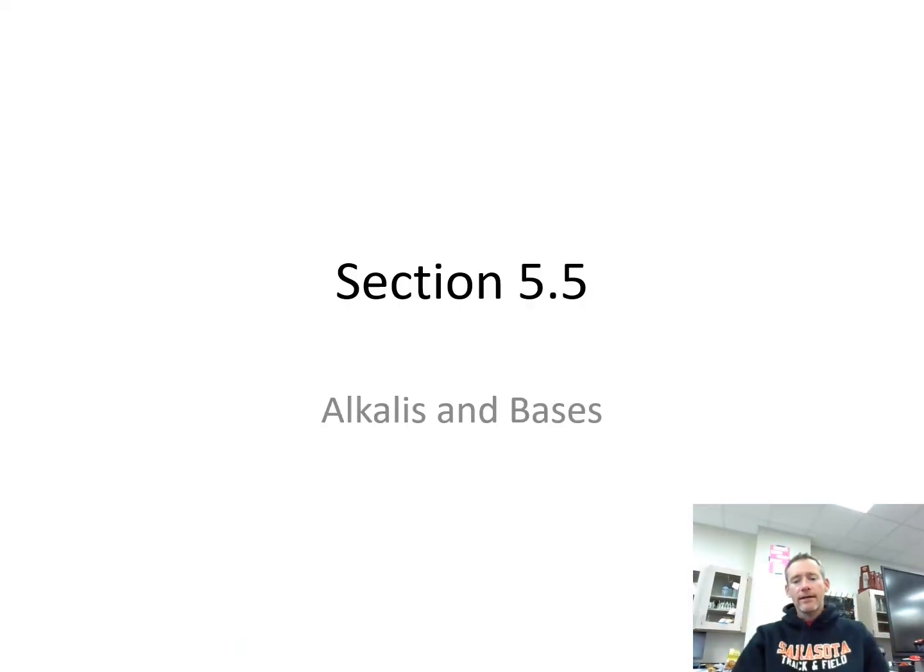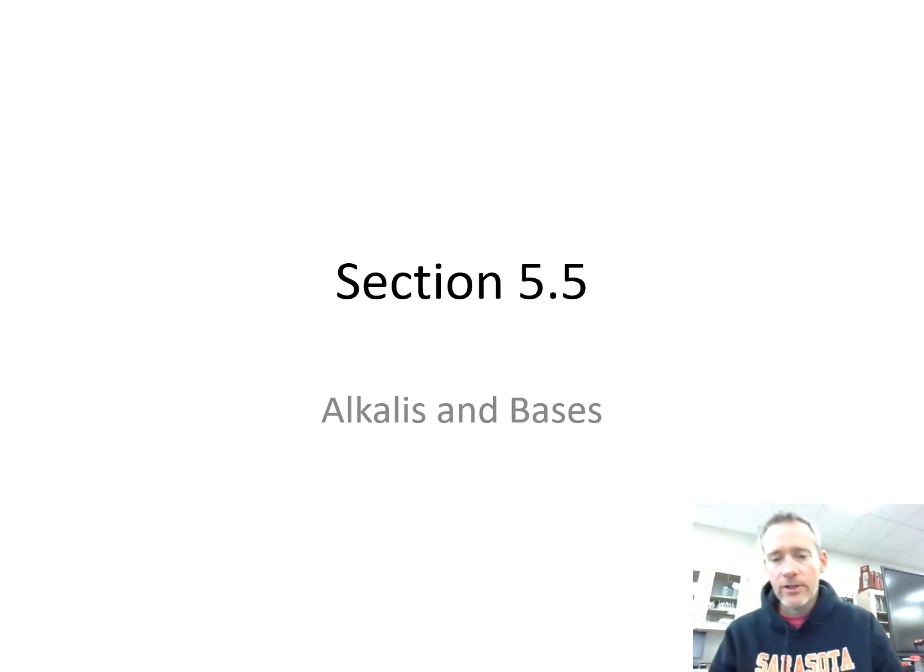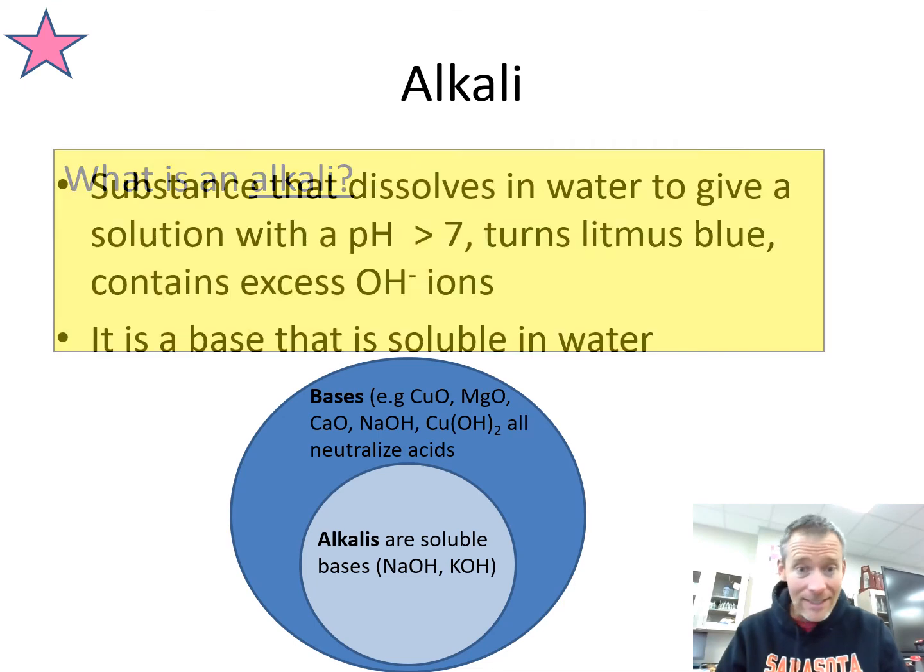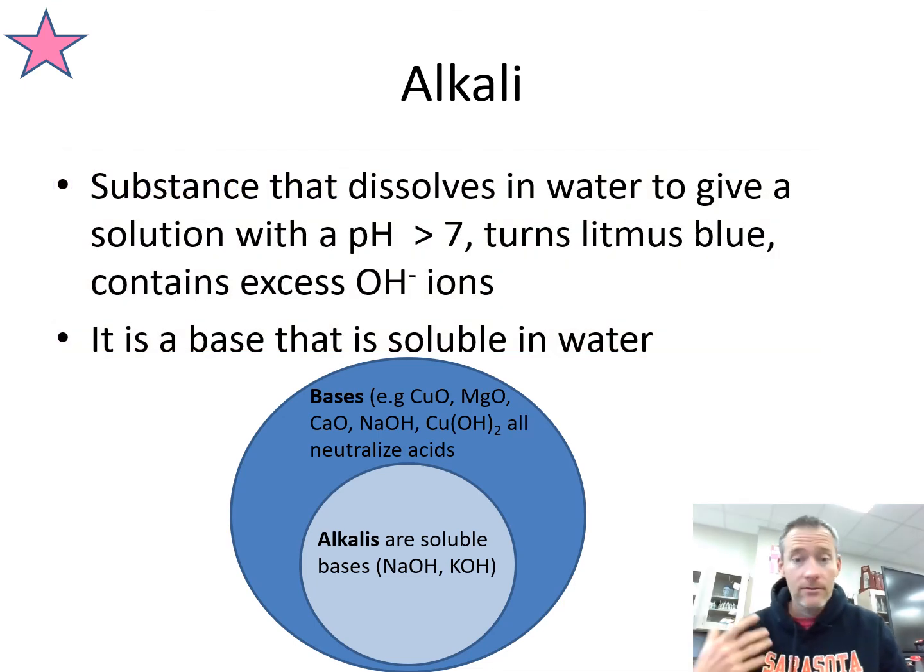All right, alkalis and bases. This is a quick review. You should already know most of this. But an alkali is a substance that dissolved in water will give you a pH greater than 7. Turns litmus blue, contains OH ions. It's soluble in water. So there's two different types.